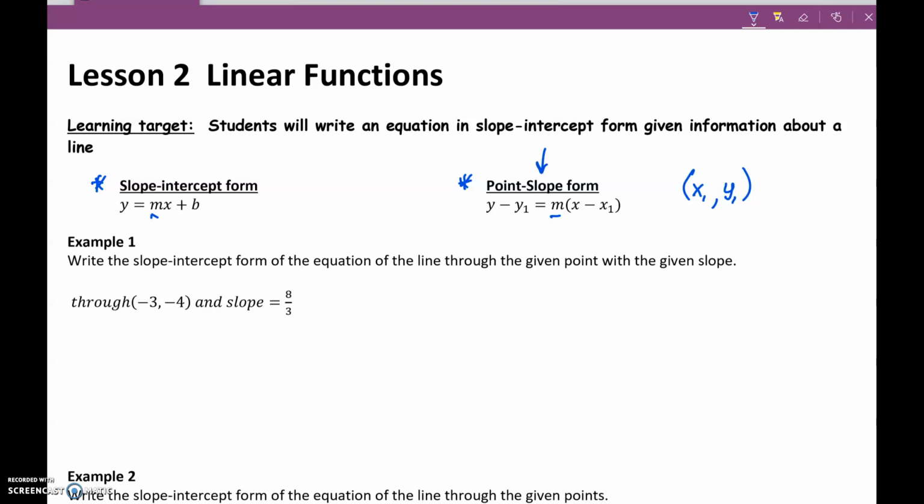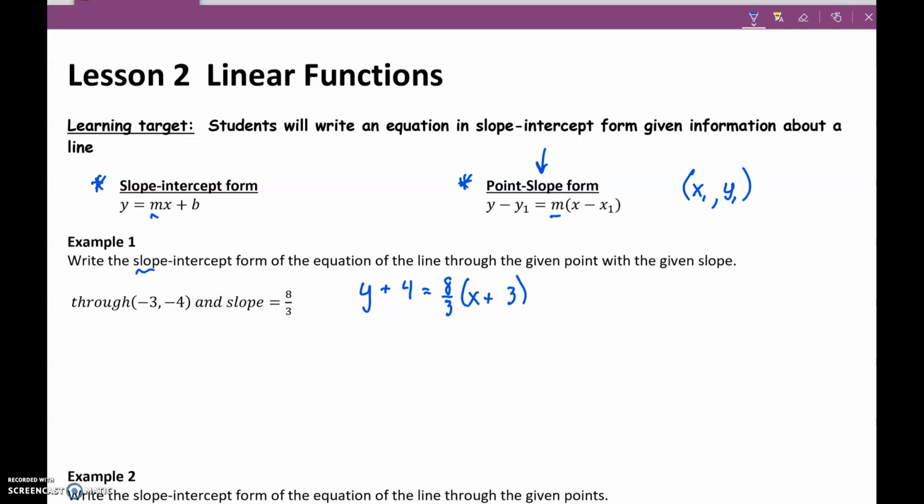So if we start with point slope, we're going to have y minus the y coordinate of the point, which is -4. So y minus -4 equals slope 8/3 times x minus the x coordinate of the point, which is -3. And then on both of these, minus a -4 and minus -3, minus a negative just turns into plus. So there's our equation in point slope form.